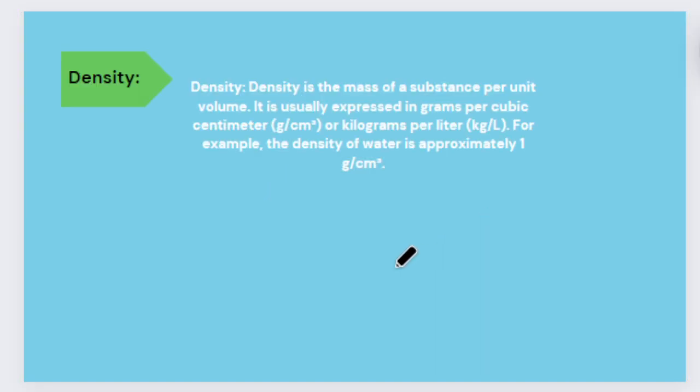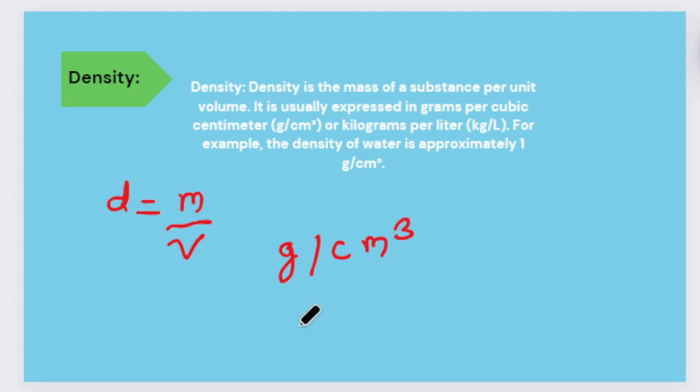Next one I take is density. Density is the mass of a substance per unit volume. That means density equals mass of a substance per unit volume, and it is usually expressed in gram per cubic centimeter, or kilogram per liter. If I take an example, the density of butter is approximately 1 gram per cubic centimeter.